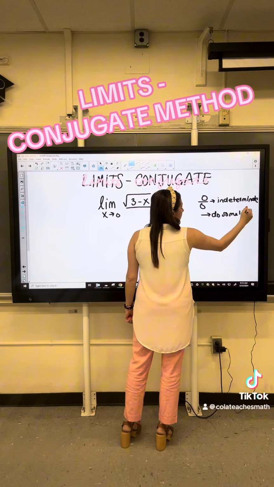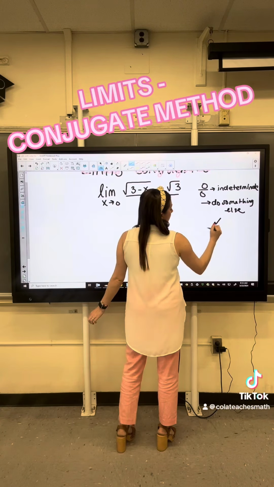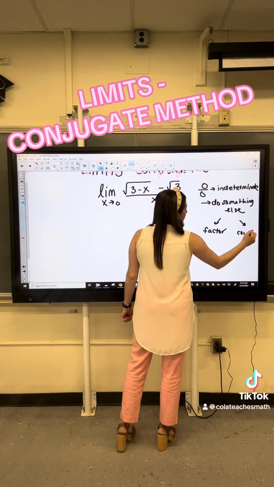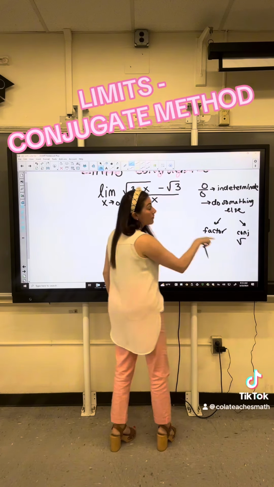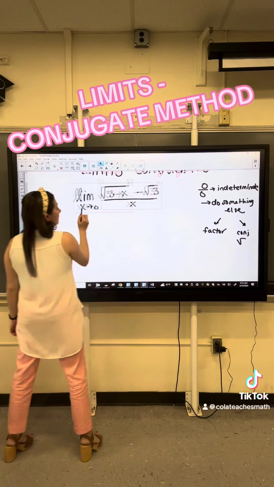So what is the something else? It's either factoring or multiply by the conjugate. Now, you're going to factor, obviously, if you can factor, but if there's a square root in the limit question, it's a dead giveaway that it's going to be the conjugate method. So let's review how to multiply by the conjugate and the tips and tricks on how I'm going to teach you to solve this.